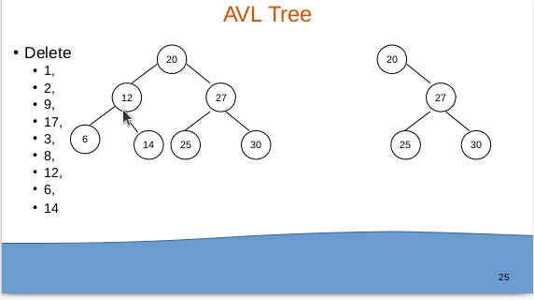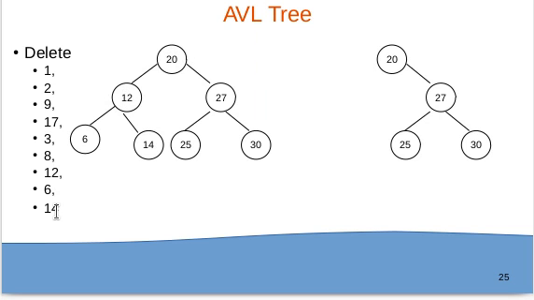Now we want to delete 12. So when we delete 12, we place 6, the left child of 12, in place of 12. So here the balancing factor will be 0 minus 1, that is minus 1, and here that will be 2 minus 2, 0, so it is okay. When deleting 6, 14 will be in place of 6. So here the balancing factor of 20 will be 2 minus 1, that is minus 1, which will be okay.